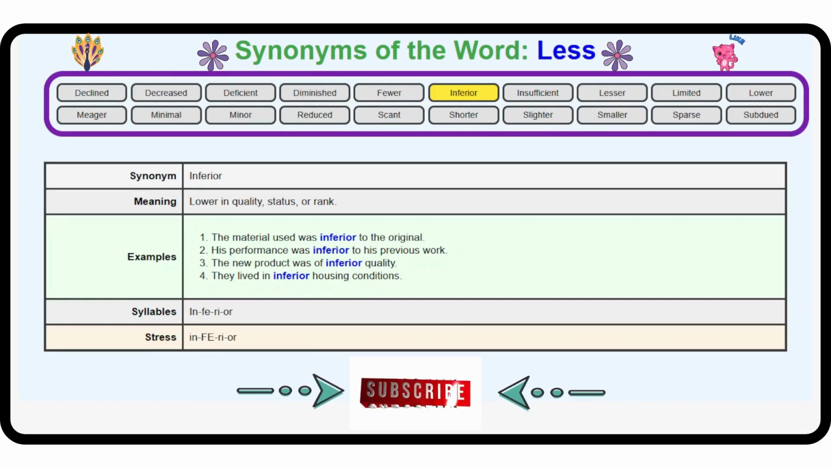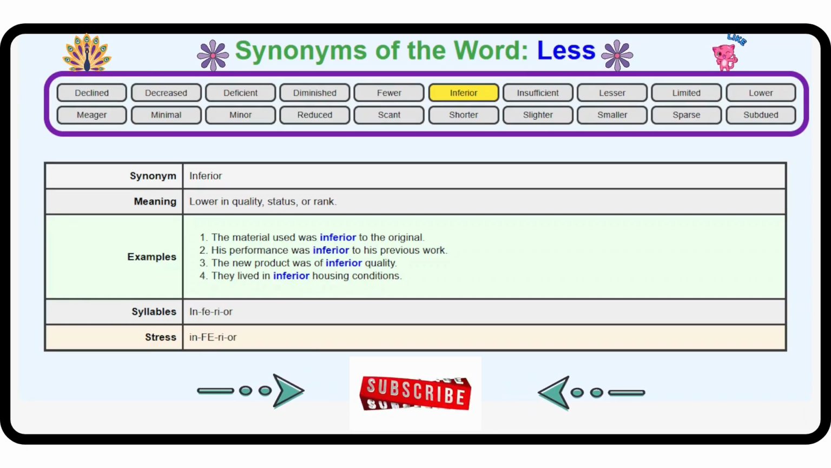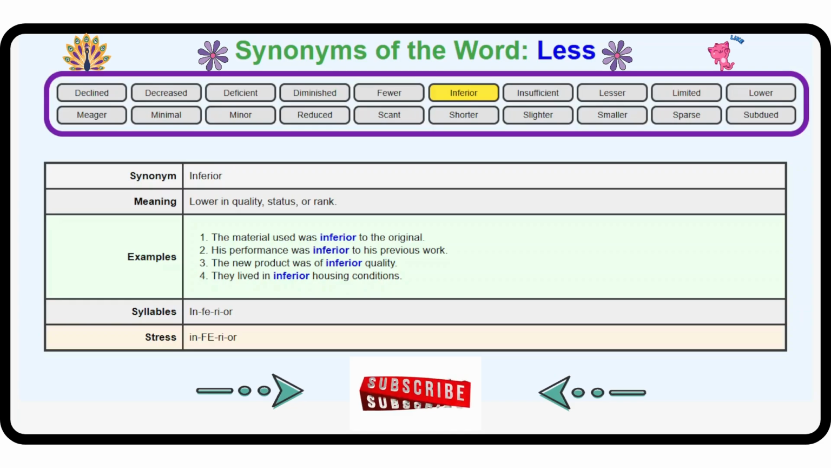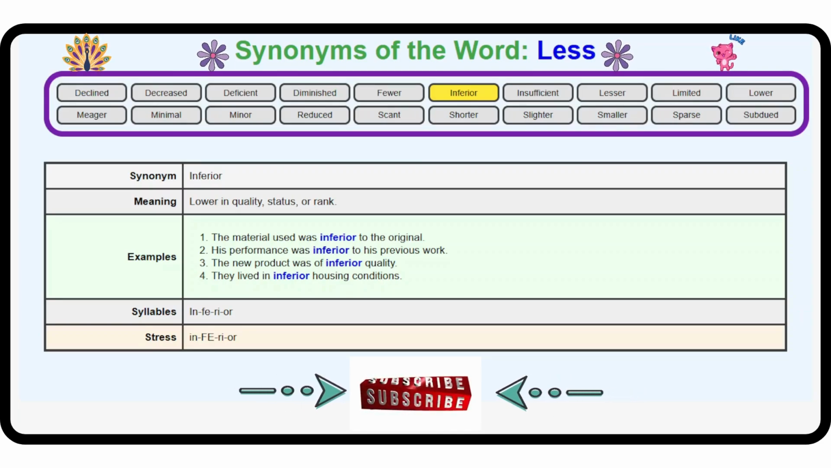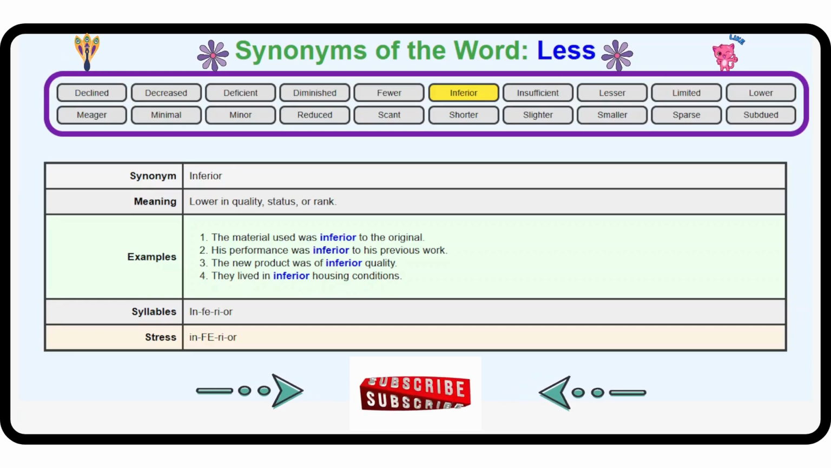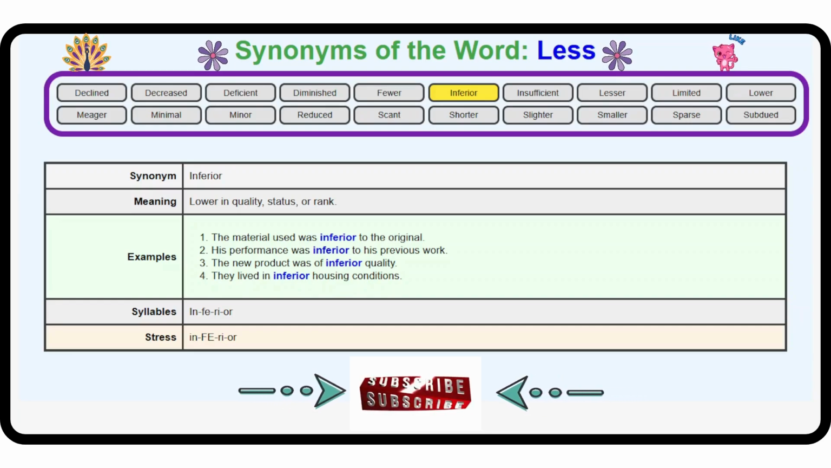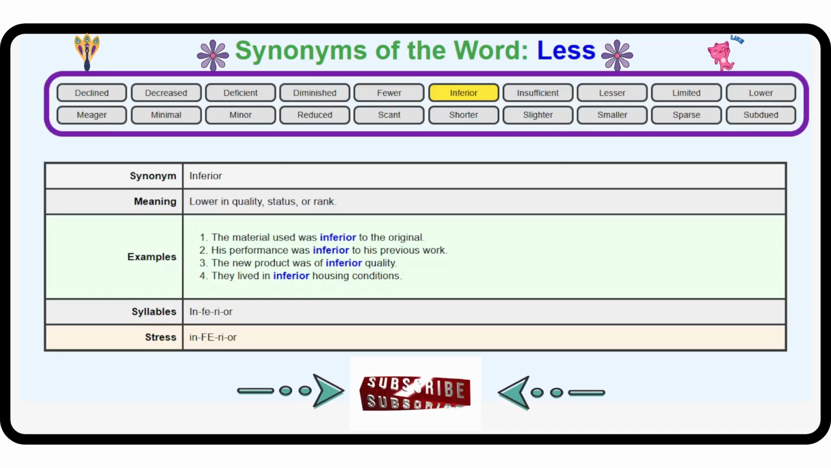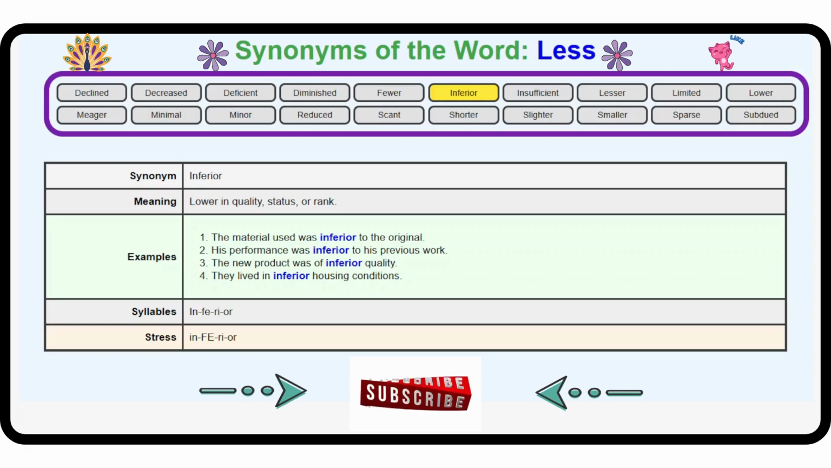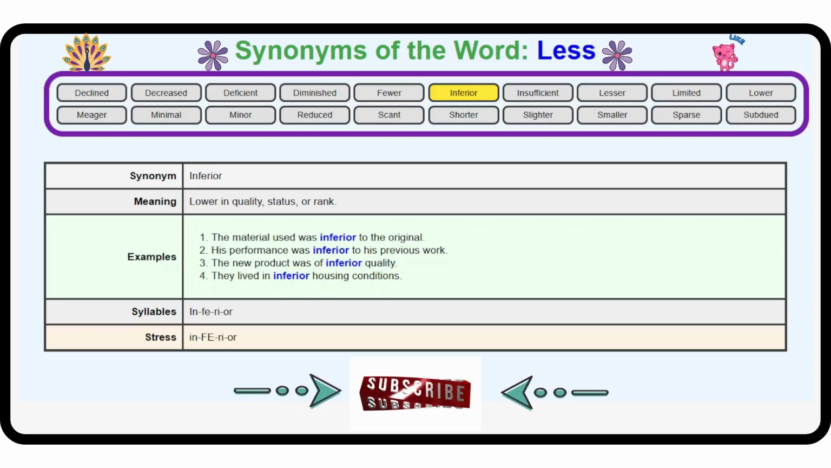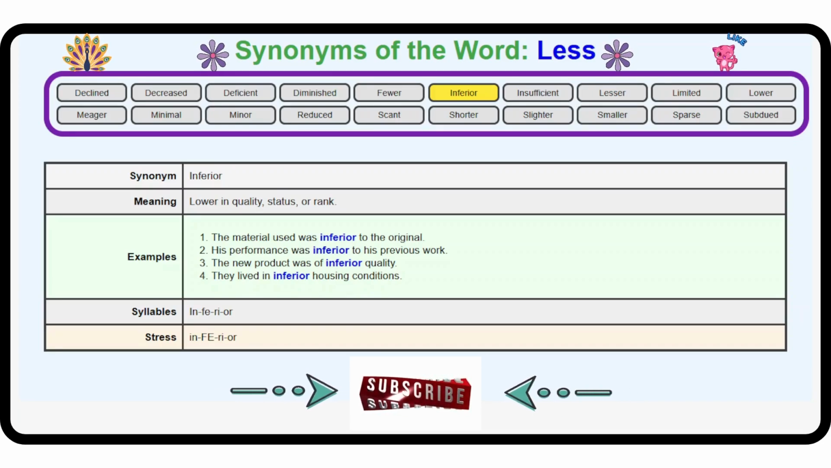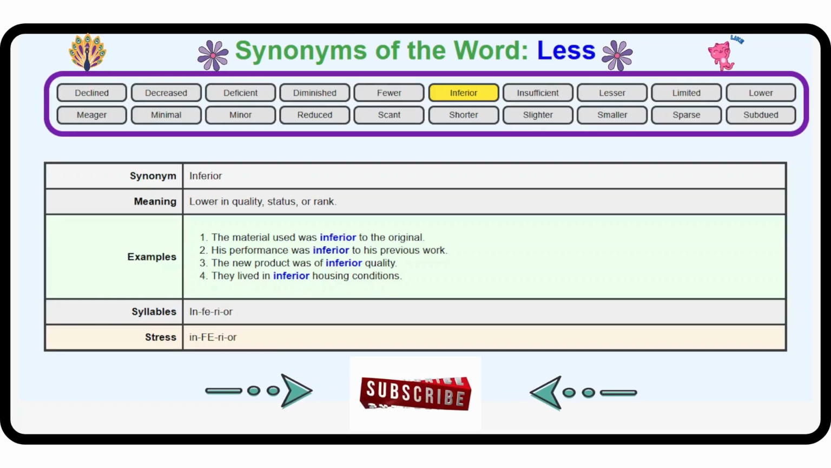Synonym, inferior. Meaning, lower in quality, status, or rank. Example 1, the material used was inferior to the original. Example 2, his performance was inferior to his previous work. Example 3, the new product was of inferior quality. Example 4, they lived in inferior housing conditions. Syllables, inferior. Stress, inferior.